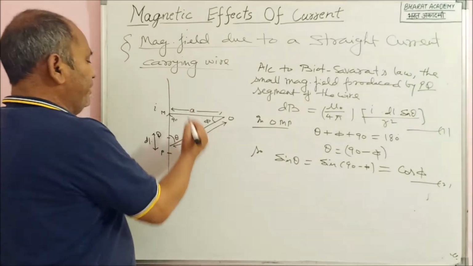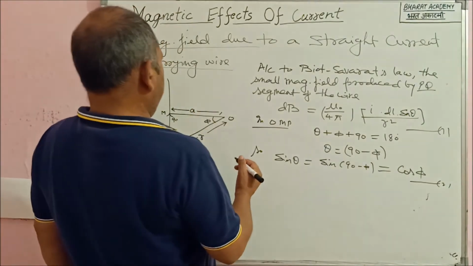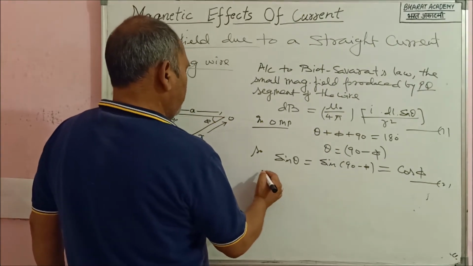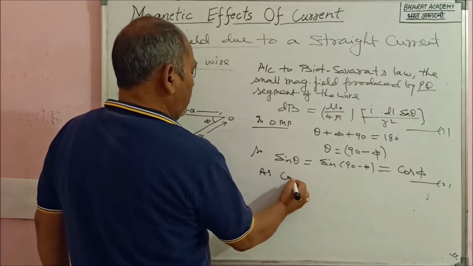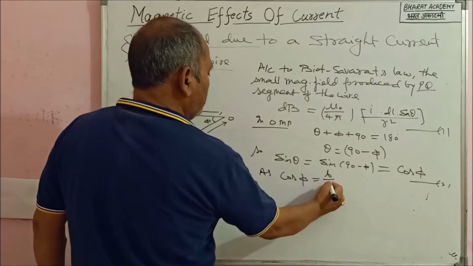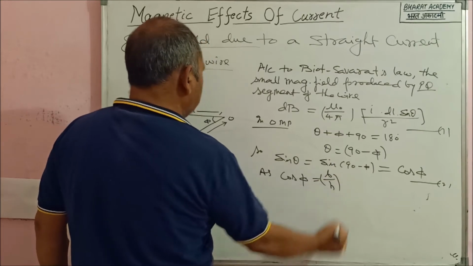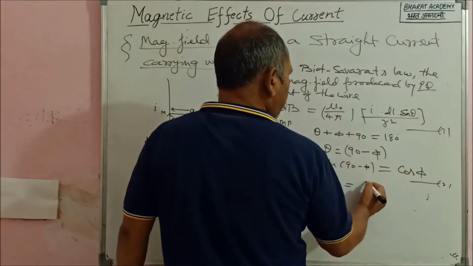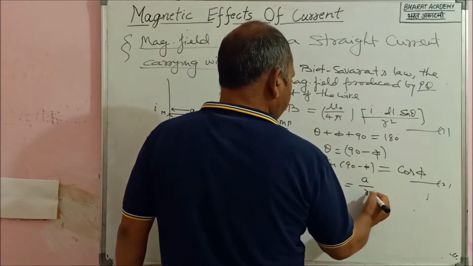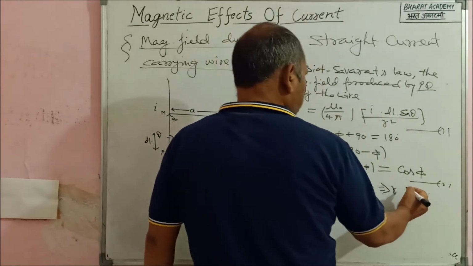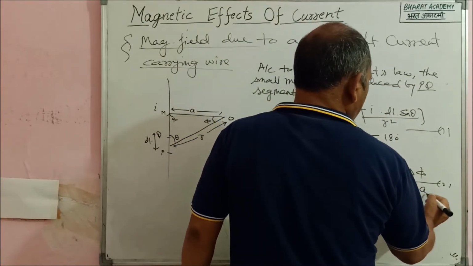R and A. In the same triangle, cos phi will be what? Base over hypotenuse. If you are having any problem, go to the basic. Base over hypotenuse. Base is A and hypotenuse is R. So from that I can write down R equal to A by cos phi.